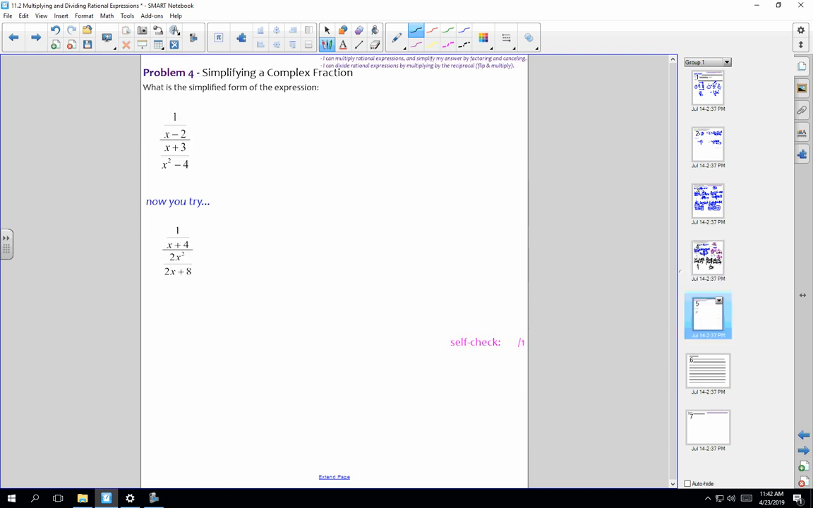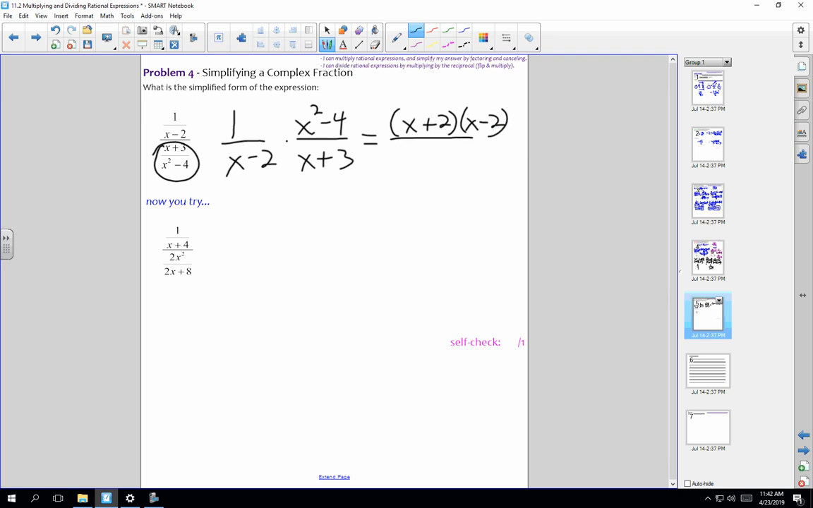All right, final one is just another case of division. It's written as a complex fraction. So if you circle the bottom, it's just 1 over x minus 2 times the reciprocal of the bottom. And then factor anything that can be factored. And then cancel where appropriate. And that's it. So try the practice one, pause the video, and I'll put the solution up.